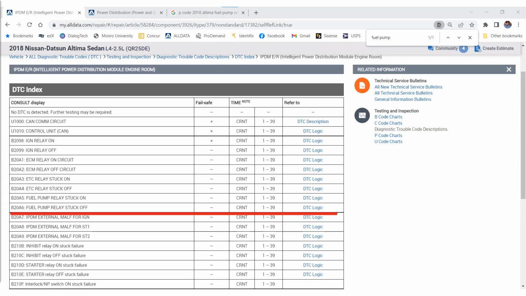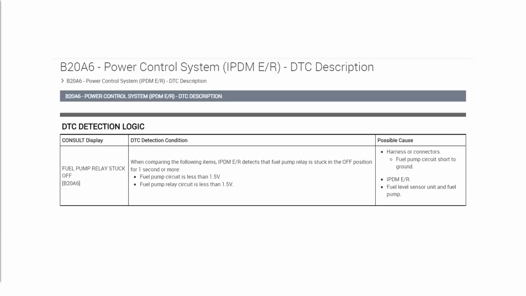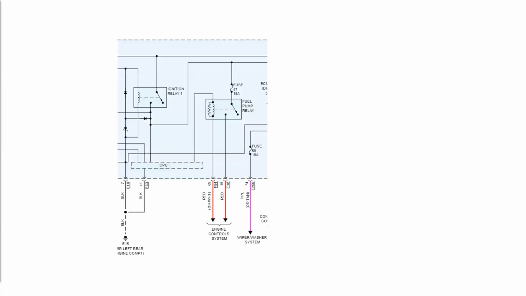Now, what's it tell me to do? It tells me to take a look at the DTC logic. So when we look at the logic, basically what it says is when I energize the fuel pump, it doesn't see voltage. What could cause that? Could be a bad harness, could be a bad connector, could be a bad fuel pump. Here's what happened. The store actually put a fuel pump into this vehicle because it had no fuel pressure and they could hear the relay clicking, but it didn't fix it. So now it's our turn to go to work.